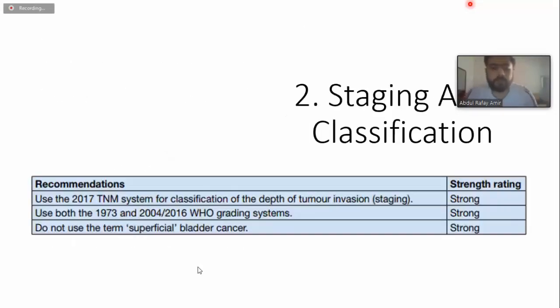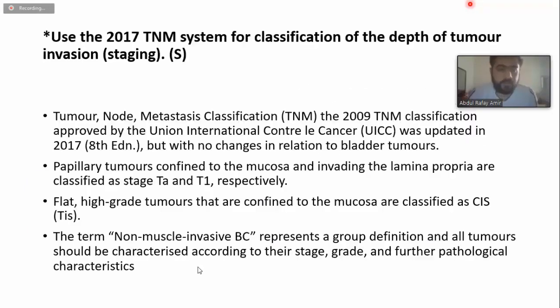Staging and classifications. So these are the recommendations, and we will study each statement one by one in the following slides. It's strongly recommended to use the 2017 TNM system of classification for the depth of invasion. The TNM classification of 2009 is approved by the Union Internationale Contre le Cancer, and this is the 8th edition. It defines papillary tumors confined to the mucosa and invading the lamina propria as stage Ta and T1 respectively.